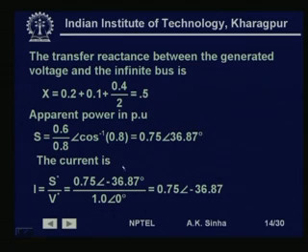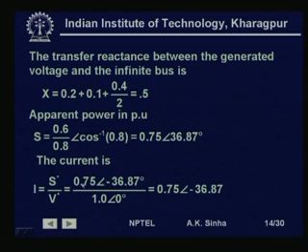36.87 degrees, and the current I will be equal to S conjugate by V conjugate, because we have S is equal to V I conjugate. So, S conjugate is V conjugate I, therefore, I is equal to 0.75 with an angle of minus 36.87, because S is with an angle 36.87. When we are taking conjugate, this becomes minus, divided by V conjugate, which is 1 angle 0. So, 1 minus 0 is same as 0. So, the current is 0.75 angle minus 36.87.